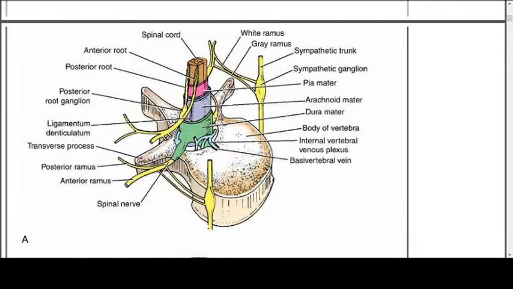We want to go in detail. So let's go into this. This one is anterior, this one is the posterior root ganglion. This is the ligamentum denticulatum, and this one is the transverse process. This is the posterior ramus, this one is the anterior ramus. This one is the spinal nerve, and this is the sympathetic ganglion. This is the sympathetic trunk. This is the gray ramus. This is the white ramus.